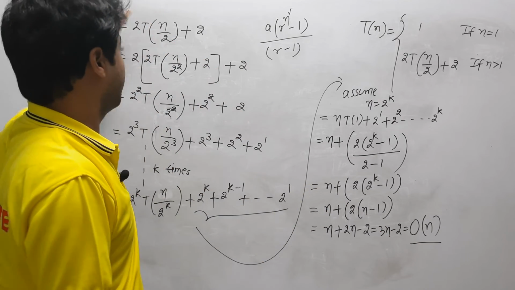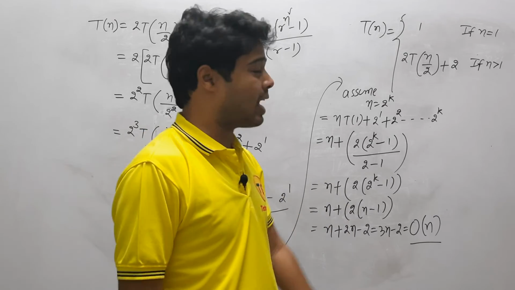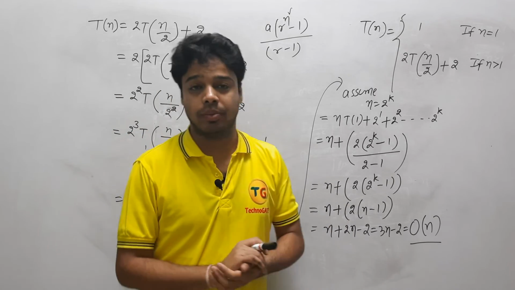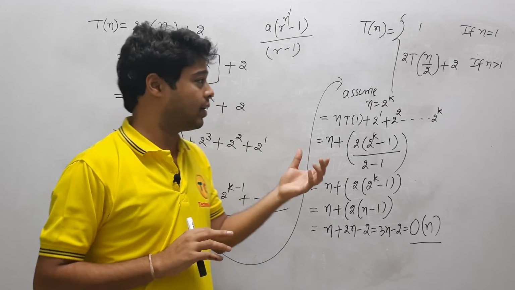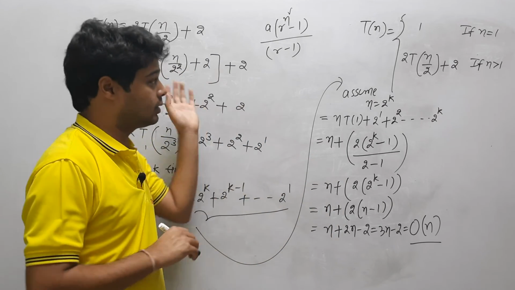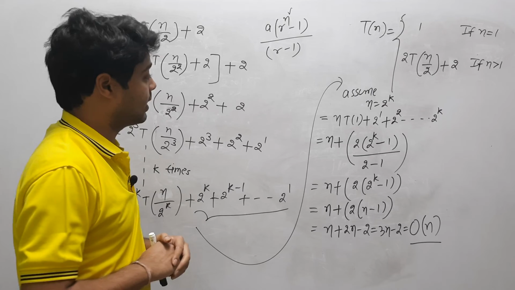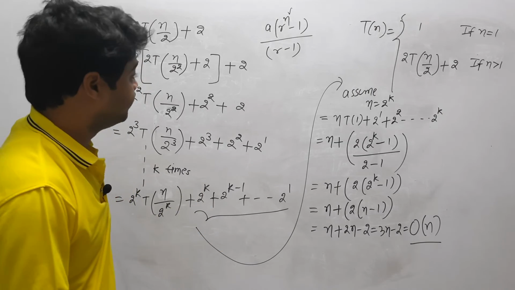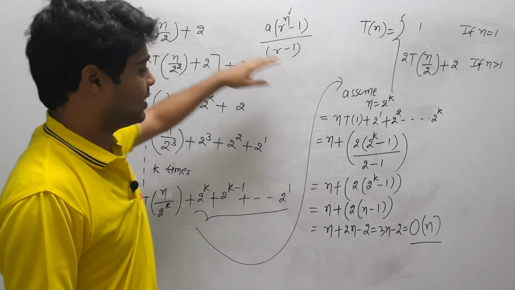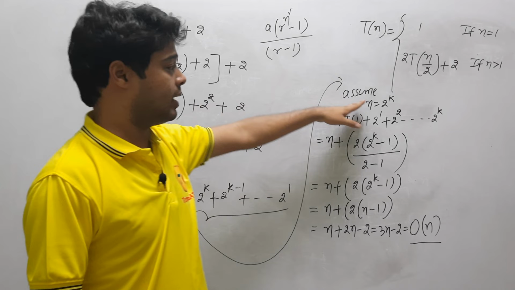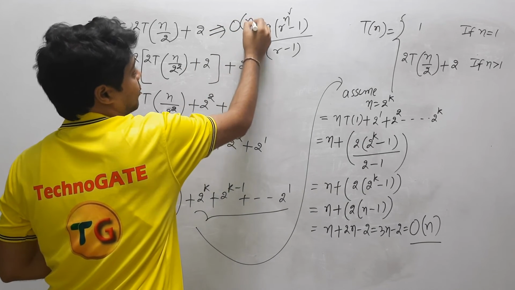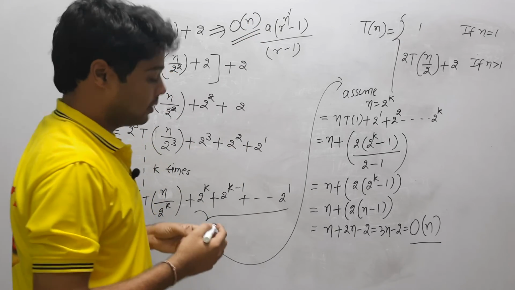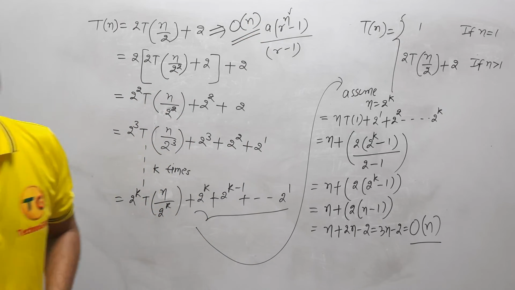So this is the way to solve the recurrence relation. Some of the recurrence relations and time complexities you can directly match, and this problem directly appears in the GATE examination. Whenever there is division, always assume n equals 2 raised to power k. So the time complexity for this is an upper bound of order of n. Clear? Let's check another one.